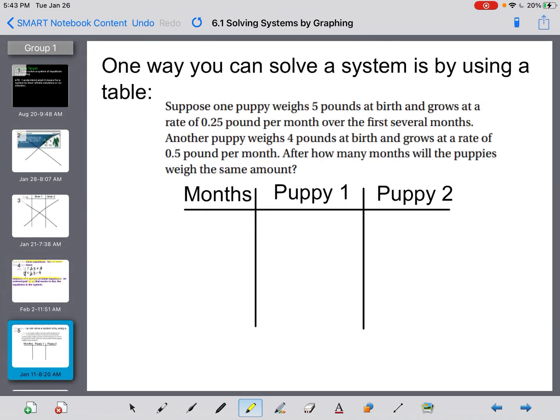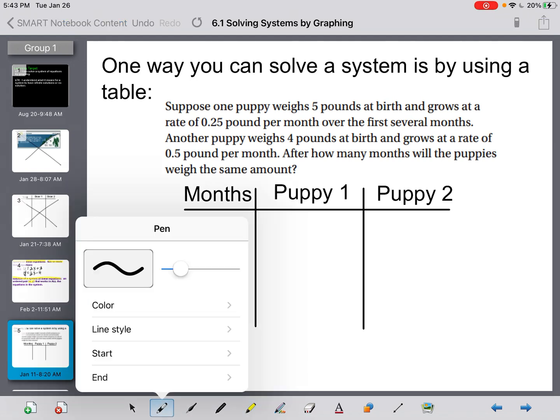All right, one way that you can solve a system is just by using a table. Suppose one puppy weighs 5 pounds at birth and grows at a rate of 0.25 pounds per month over the first several months. Another puppy weighs 4 pounds at birth and grows at a rate of 0.5 pound per month. After how many months will the puppies weigh the same amount? Okay, so we're just going to use a table. No formulas, no graphs, nothing.